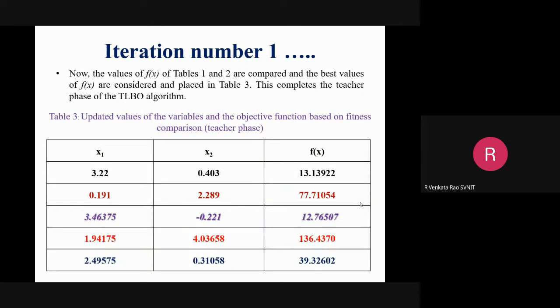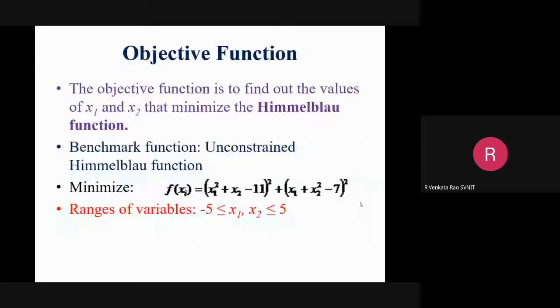This table 3 is called the updated values of the variables and the objective function based on fitness comparison. And here we can make the analogy that the teacher has tried to improve the average mean result of the class. That is the analogy. And the teacher phase is over now. After comparing table 2 with table 1, whichever are the better values we have kept in this table 3. Now what next? We go to this flowchart.